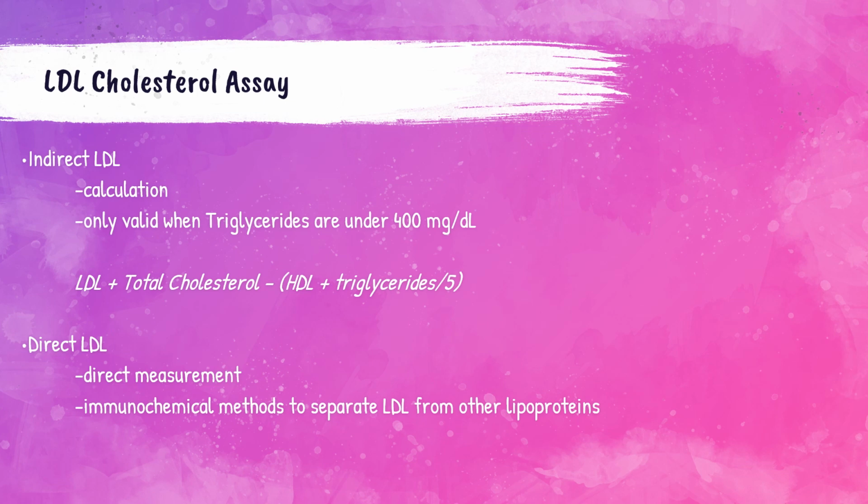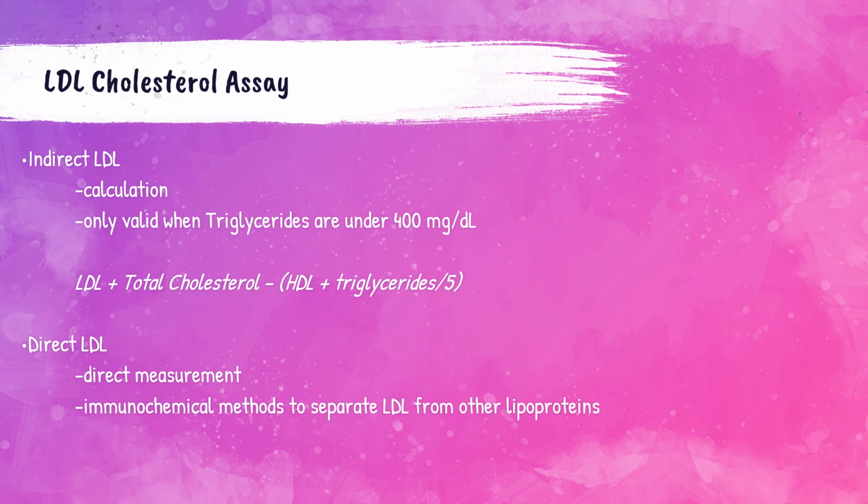And again, the chemistry analyzer is not directly measuring the LDL level, it's from a calculation, and this is why we call it an indirect LDL level. Now it's important to note that this calculation is only valid if the patient has a triglyceride level under 400 milligrams per deciliter. So are there patients that have triglyceride levels over 400 milligrams per deciliter? And the answer to that is absolutely yes.